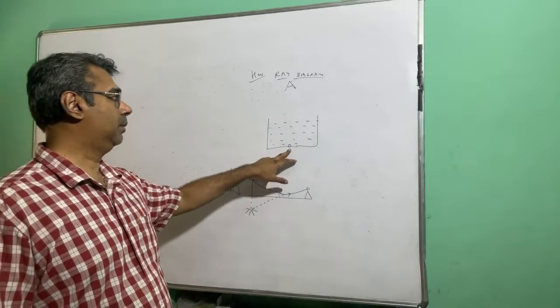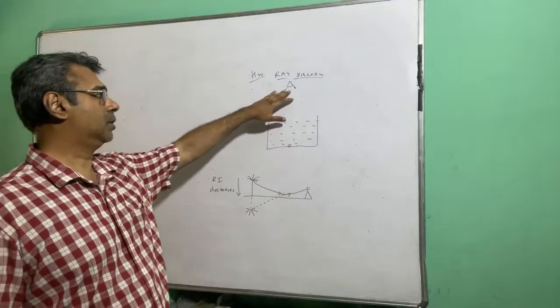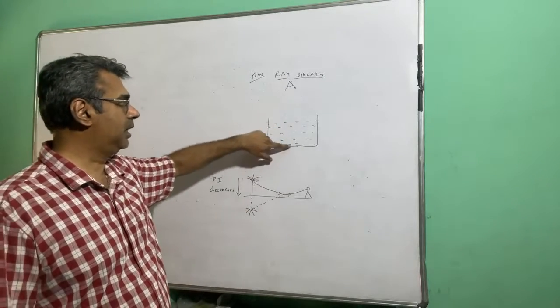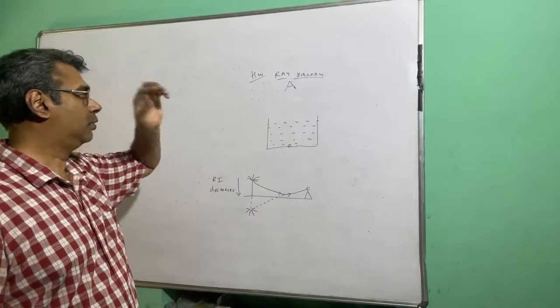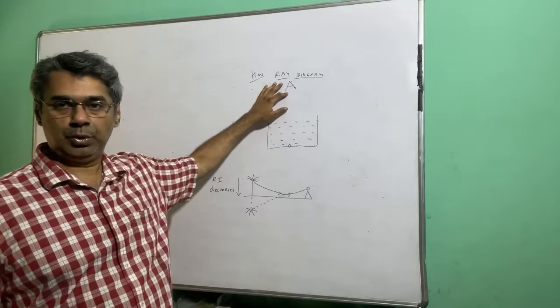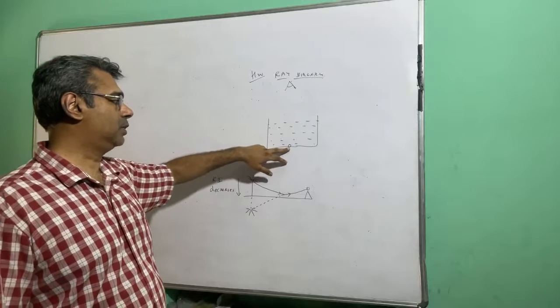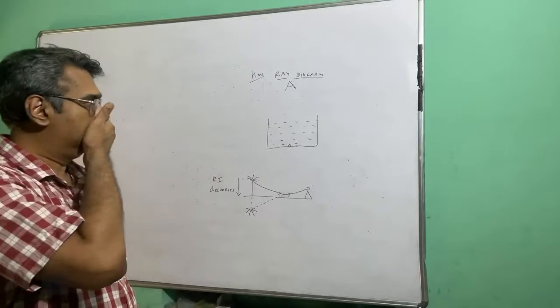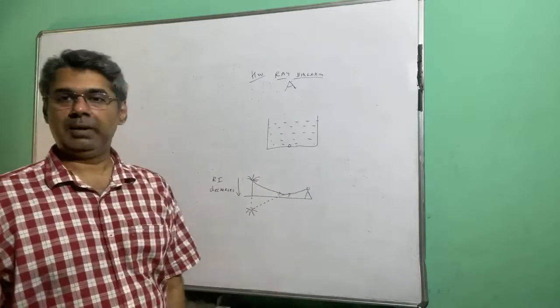one object is kept. A person is observing right above the object, like the eye of this person is straight above the object. So you have to draw the ray diagram and show how the apparent position of this object will be different from the actual position. So you will have to draw a ray diagram and show it.